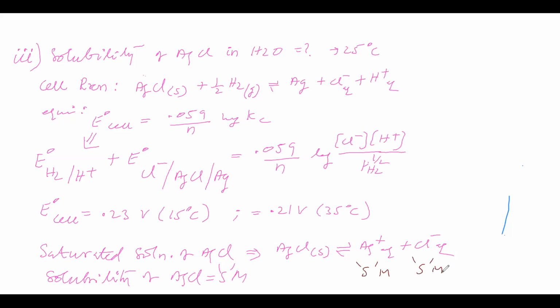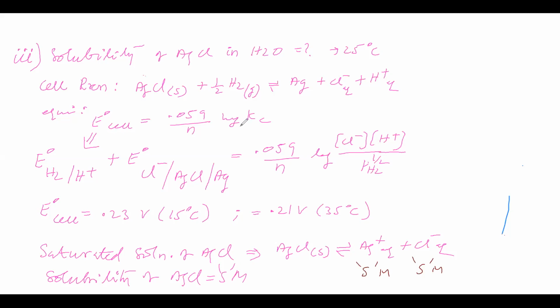Now what we have to find is this S. That's what they're asking: the solubility of AgCl in water at 25 degrees Celsius. This S is related to the solubility product. The solubility product is an equilibrium constant, and the equilibrium constant is related to E naught cell. So we have to write this equation.